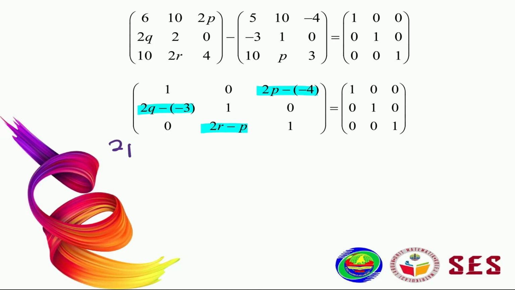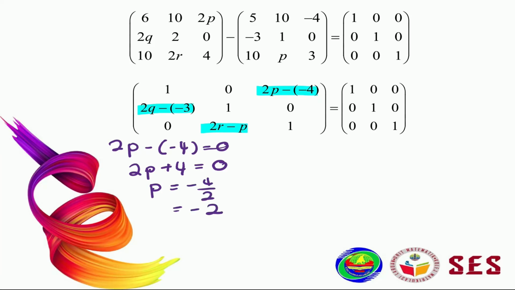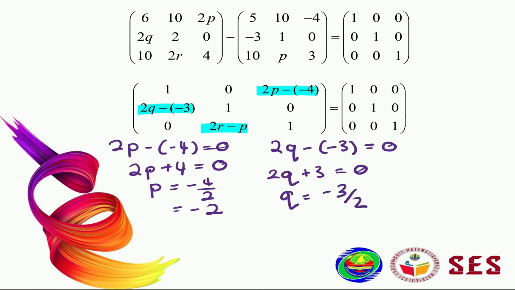So as you can see here, we have 2p minus negative 4 is equal to 0. So we have 2p plus 4 is equal to 0, and p is equal to negative 2. So make sure you compare with the same position. And then we have 2q minus negative 3 is equal to 0. 2q plus 3 is equal to 0. Therefore, q is equal to negative 3 over 2.